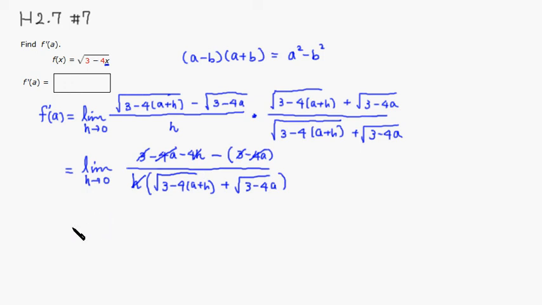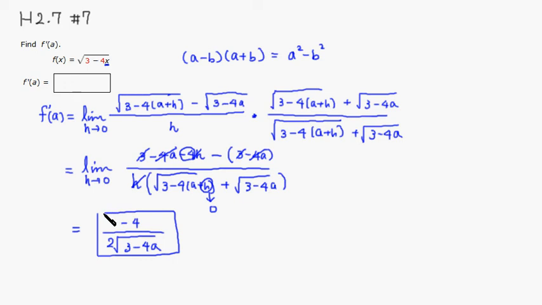Alright, so after you take the limit, h is going to go to 0, so this term goes to 0. So what you have is negative 4 on top, and on the bottom the square root of 3 minus 4a plus the square root of 3 minus 4a. There are two of them, so it's addition: 2 times the square root of 3 minus 4a. So that's f prime of a. That's it. I hope that this was clear.